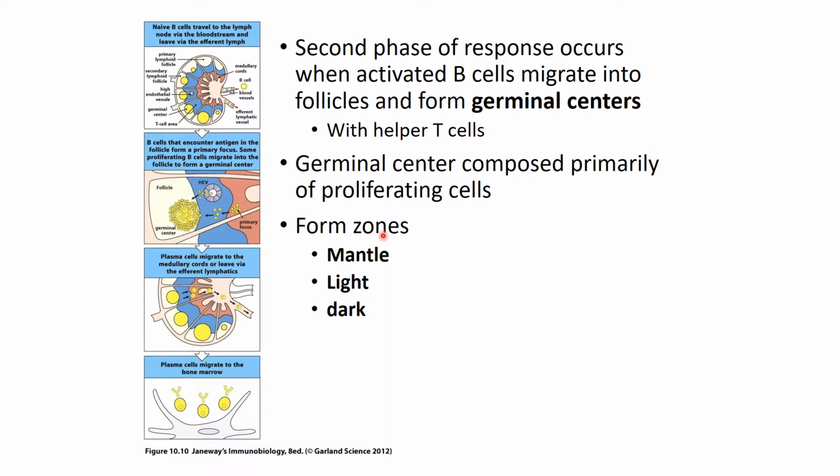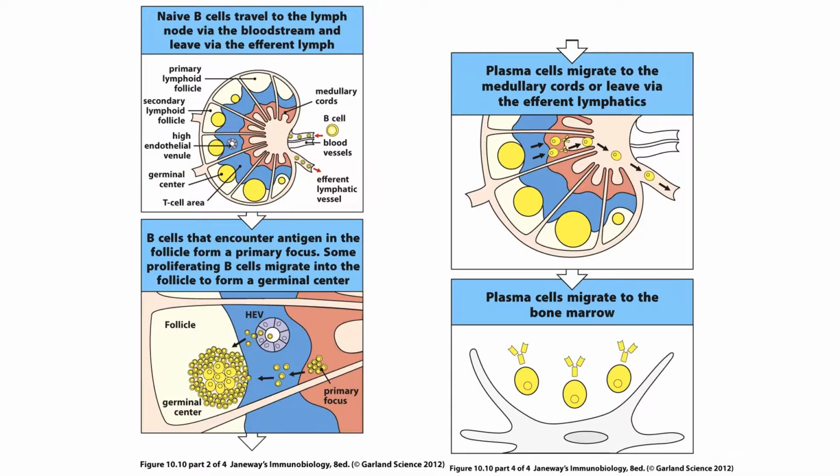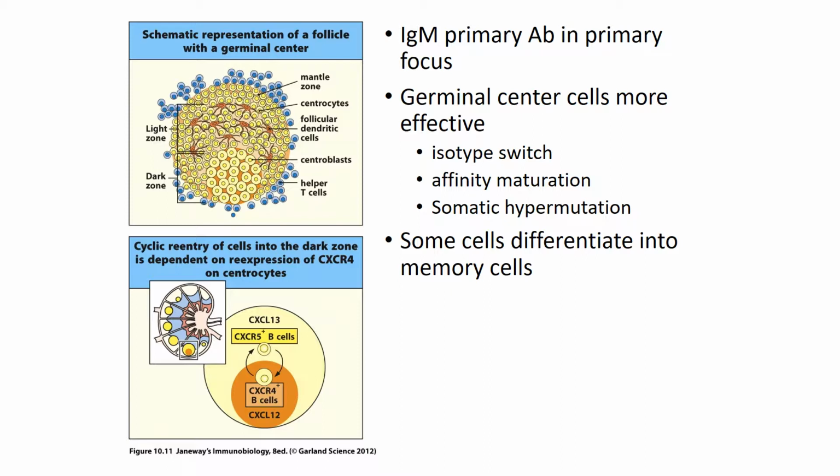What we see when we look at this is that there are going to be zones within the germinal center: a mantle, a light zone, and a dark zone. This is going to be due to who's collecting where. If you look at the germinal center, you're going to have the light zone, a dark zone, and this mantle zone. That's what I was just talking about. The different cells are going to contribute to different signals that the B cells will be exposed to.